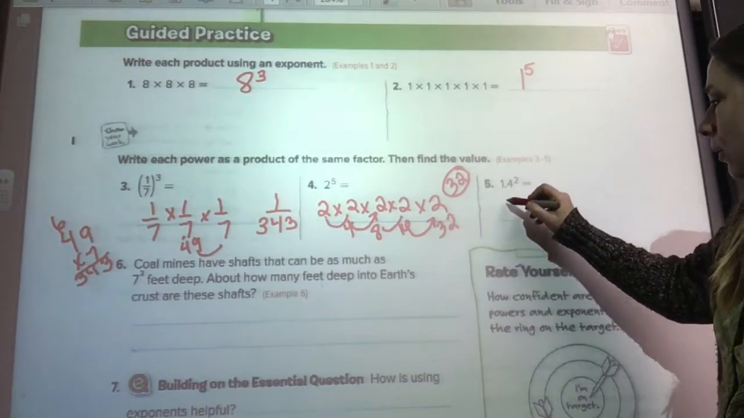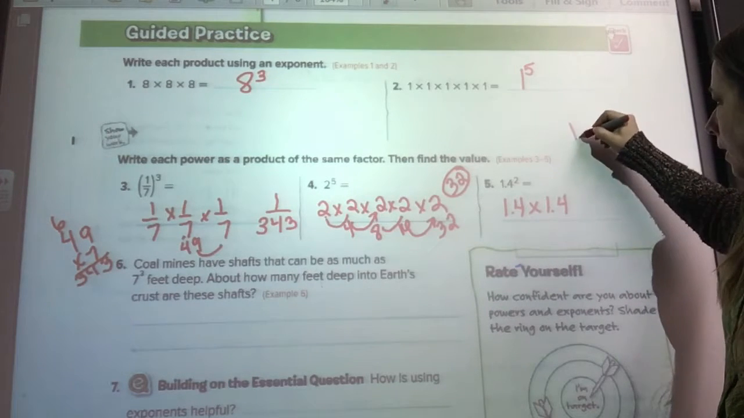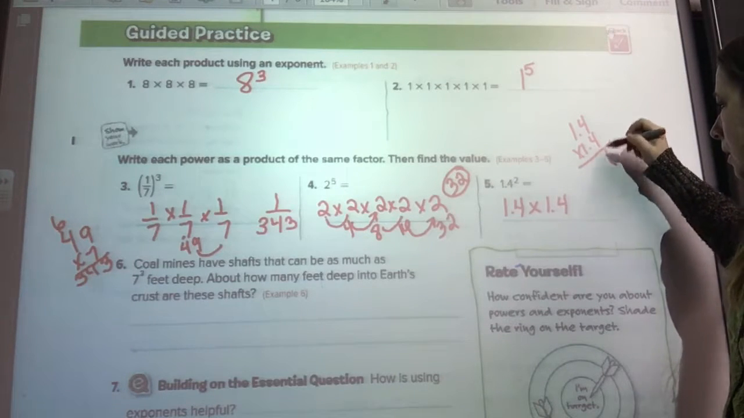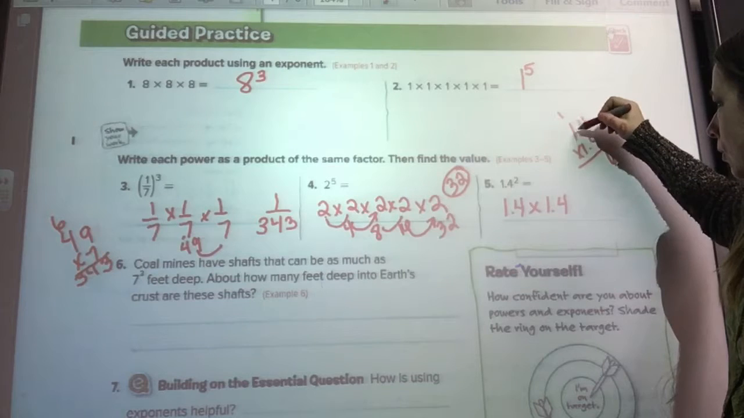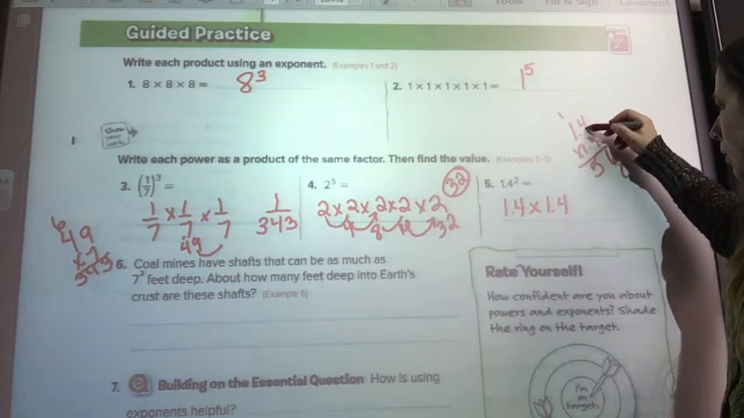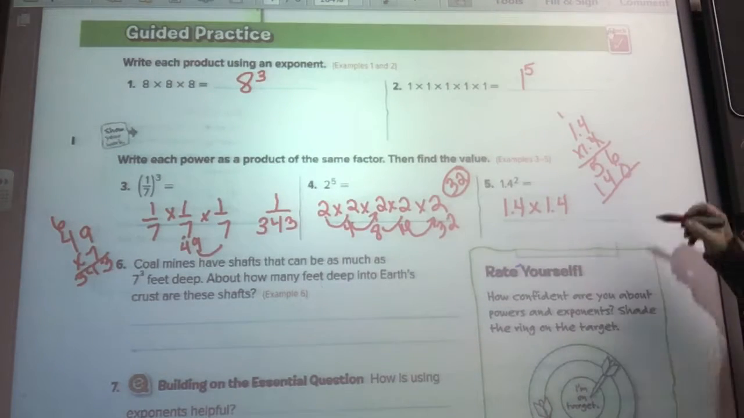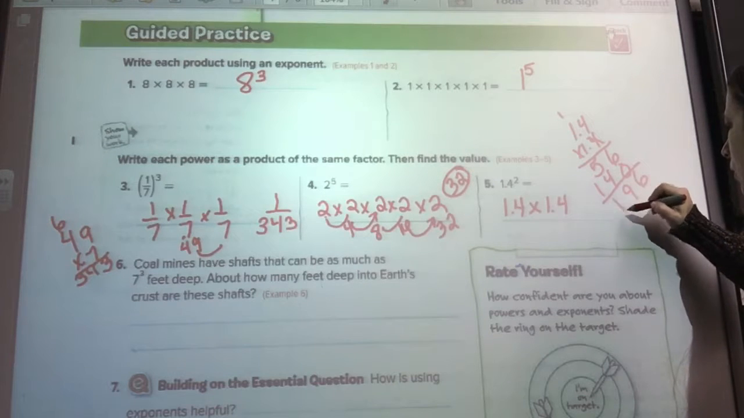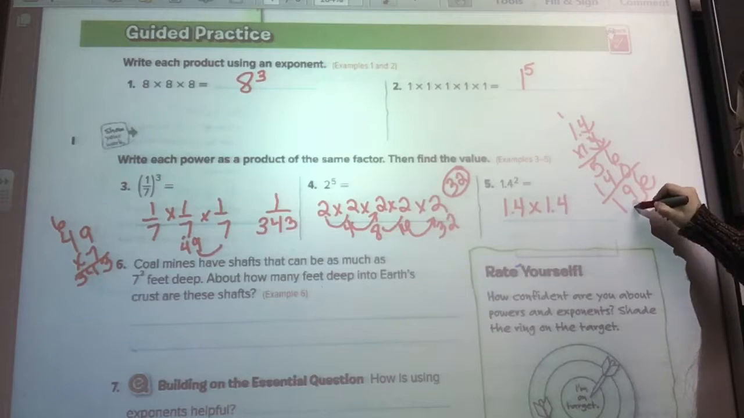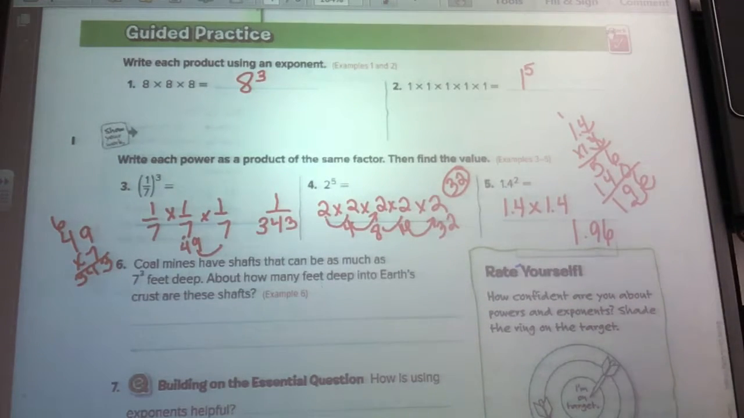All right, 1.4 to the second is just 1.4 times 1.4, and I'm going to multiply that up here. Let's see, we got 16, here the 1. 4 times 1 is 4, plus 1 is 5. That's done, I can move over. 1 times 4 is 4, and 1 times 1 is 1. Add them up and I get 6, 9, 1 plus 1 is 2. 1.96 will be my answer.